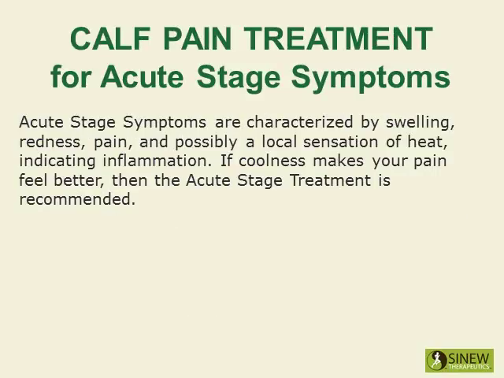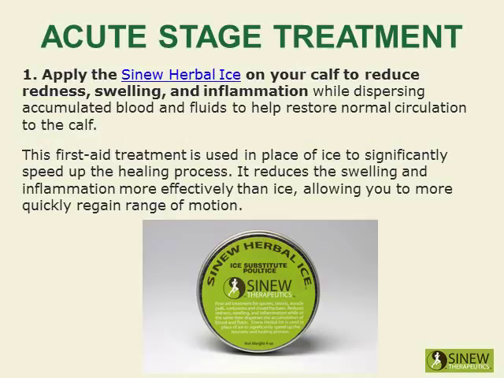Acute stage symptoms are characterized by swelling, redness, pain, and possibly a local sensation of heat, indicating inflammation. If coolness makes your pain feel better, then the acute stage treatment is recommended. Apply the Sinew herbal ice on your calf to reduce redness, swelling, and inflammation while dispersing accumulated blood and fluids to help restore normal circulation to the calf. This first aid treatment is used in place of ice to significantly speed up the healing process. It reduces the swelling and inflammation more effectively than ice, allowing you to more quickly regain range of motion.